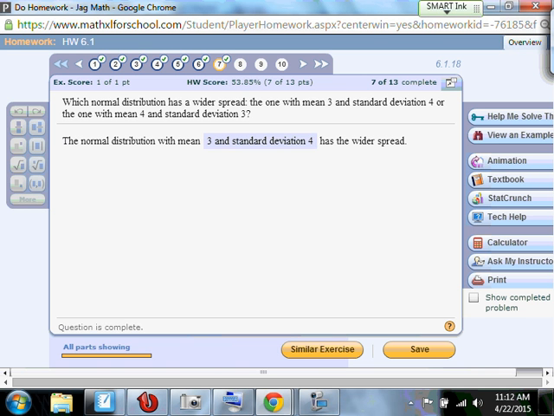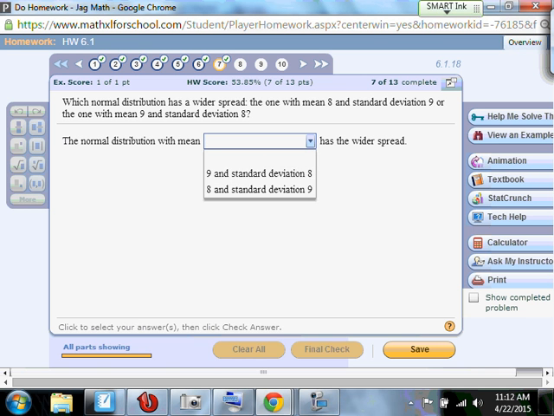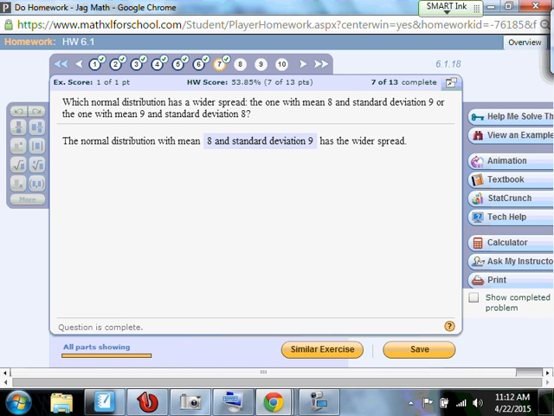There we go. Let's try another one like that. Which one's going to have the wider spread? The 9 and the 8, or the 8 and the 9? The 8 and the 9. Remember, we're looking for the one with the bigger standard deviation. Okay?